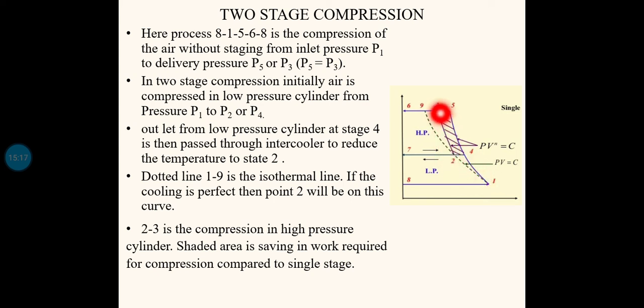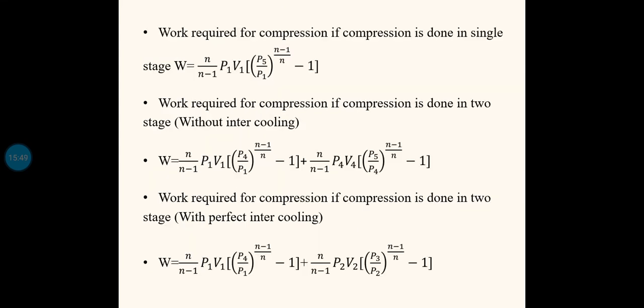If a further stage is there, from 3 there will be a horizontal line to 9, then from there we have to draw again a PV^n = constant line for the third stage compression. From there it comes to a horizontal line, like that it will continue. So stage by stage, from here to here it comes horizontally, then again compression, then horizontal, again compression, again horizontal, like that it will go. If it is 3 stage you have to draw the PV diagram like that. Anyway, refer to the text for further explanations.